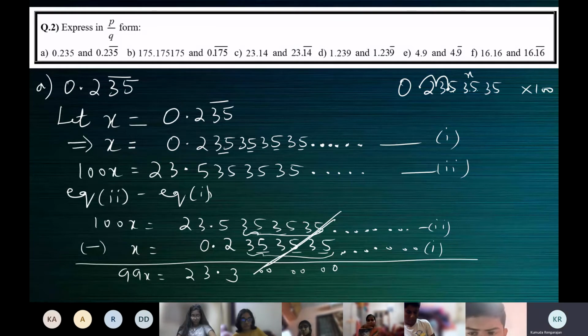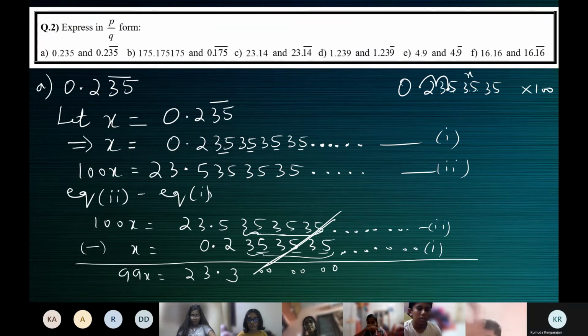So first, assign the given value to x. Let x be the given value. Then you write x. Take away that bar and write the decimal value using the dots: 0.2353535 going on forever. Then count how many digits are repeating. 2 digits, so we have to find 100x. If 3 digits repeat, find 1000x. Like that. Now you have x and 100x.